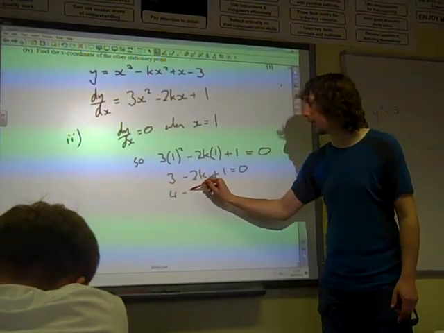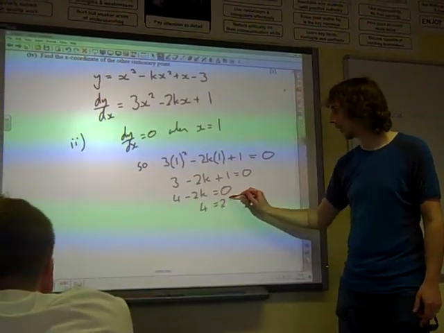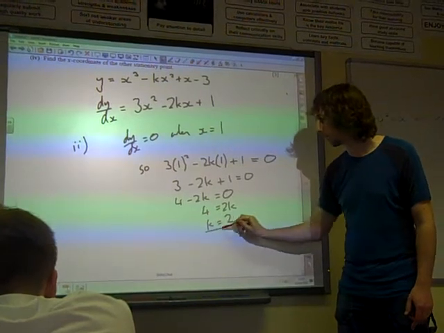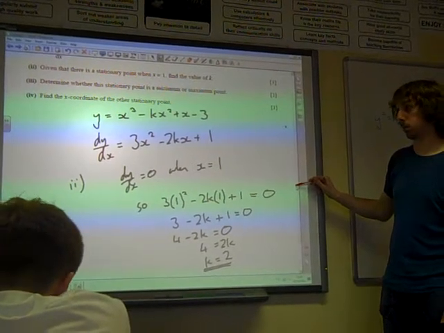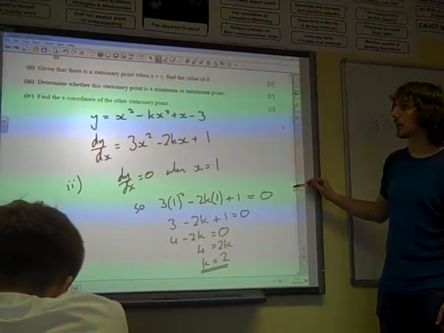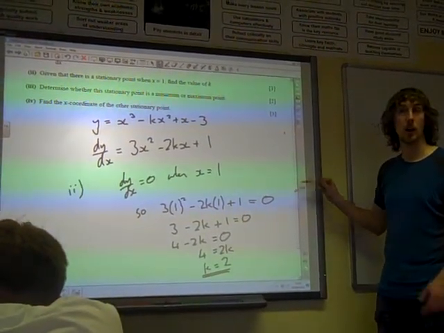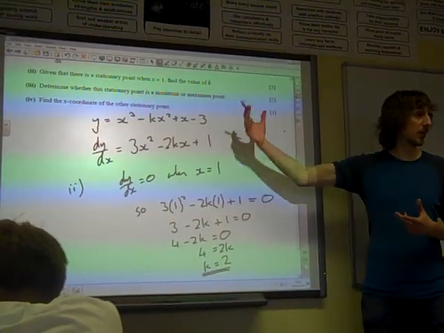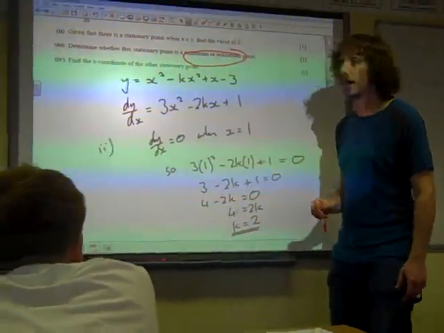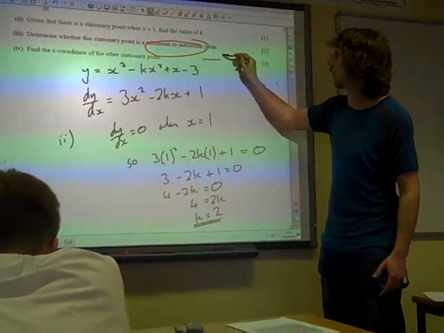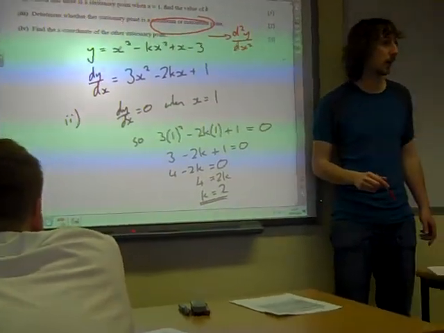We've got 3 minus 2k plus 1 is 0. That says 4 minus 2k is 0. Are we happy that k equals 2 out of that? There we are. We've just picked up another 3 marks. Determine whether this stationary point is a minimum or a maximum point. As soon as we read those words, minimum or maximum, that tells us that we want to differentiate again. We want to find d2y by dx squared.